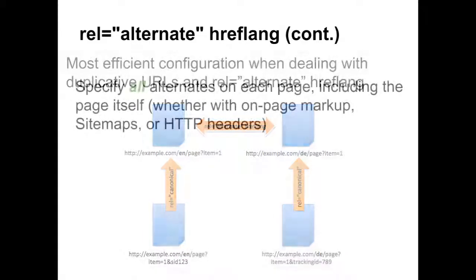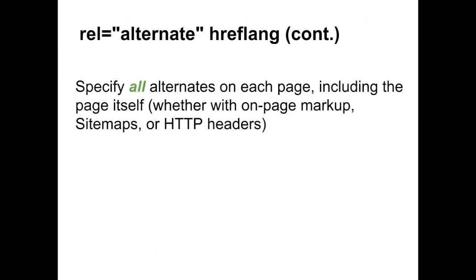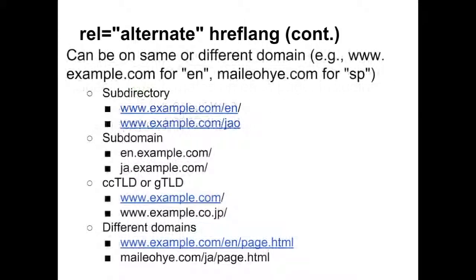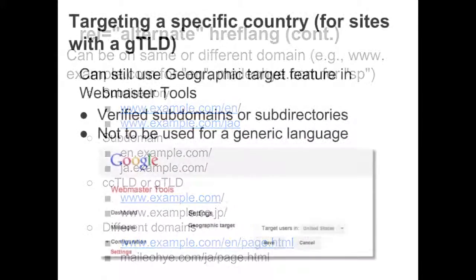When you implement rel alternate hreflang, all alternates of the URL, including the URL itself, should be declared, whether that's with on-page markup, sitemaps, or HTTP headers. The alternate language versions can be on the same or different domains. They can be on different subdirectories, subdomains, ccTLDs, or gTLDs. If you have the option, however, we recommend keeping the alternate versions in a similar URL structure, as that will aid our crawling and indexing heuristics.